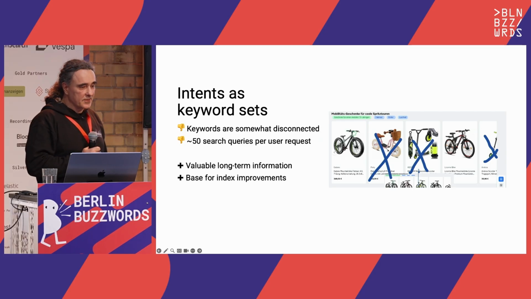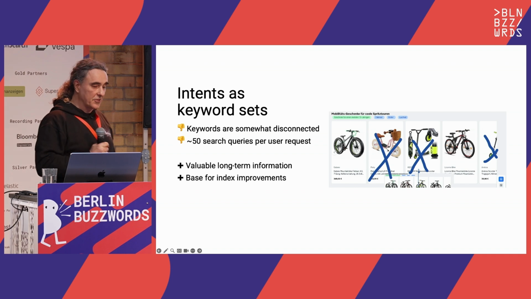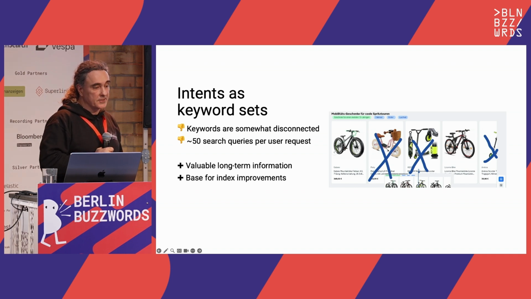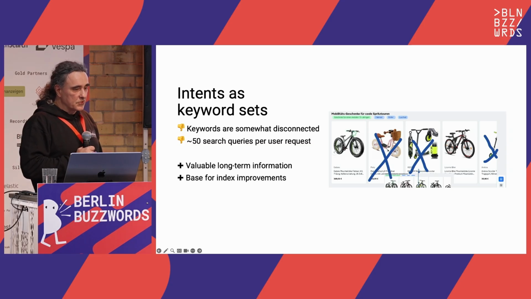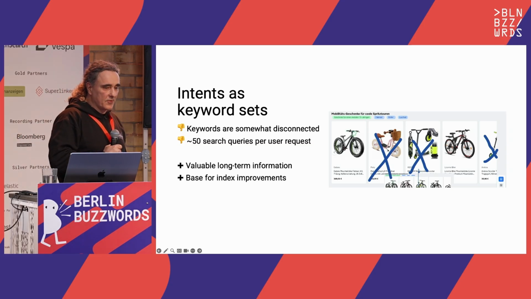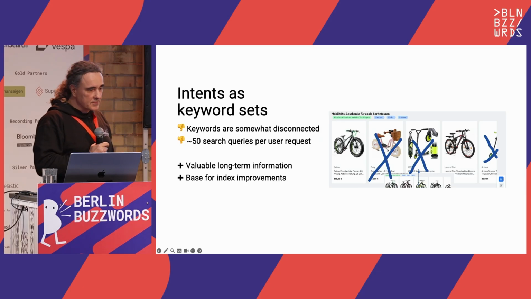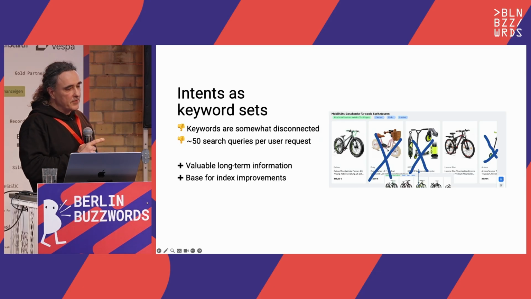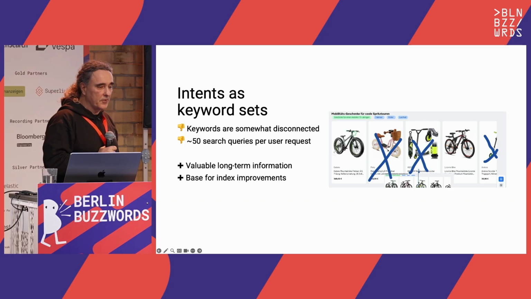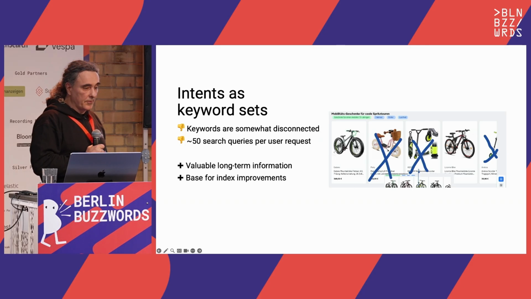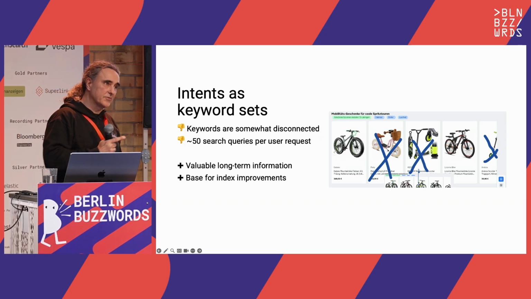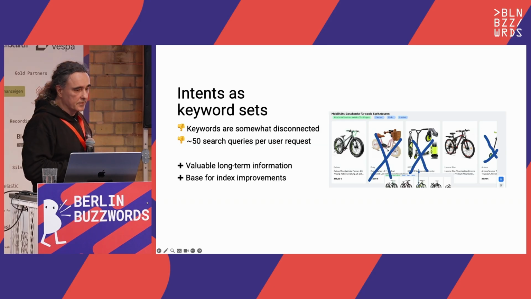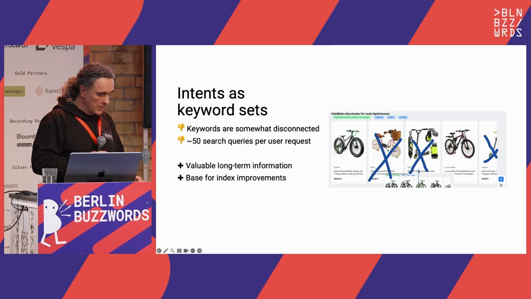There's also the problem that even with the caching of the mapping, we would still have to execute the 50 search queries per user request. So not a really good approach, but we still thought that the mapping to the keywords is valuable long-term information and could be the base for index improvements, if you think about aligning the derived keywords from the intent with the indexed keywords of your products.